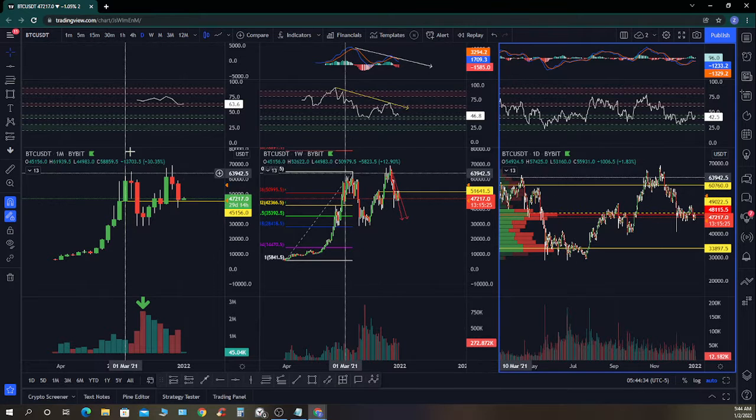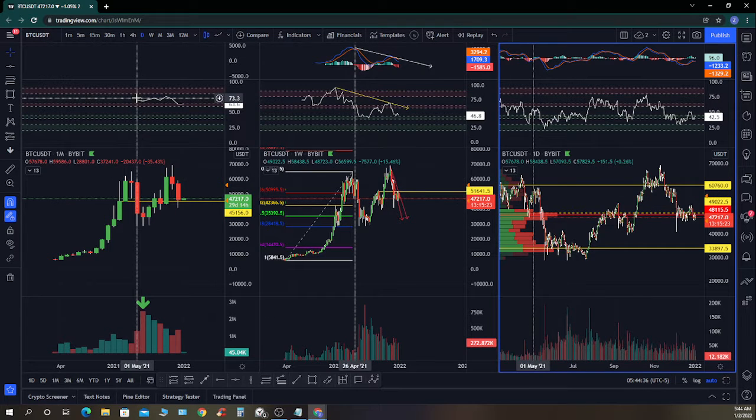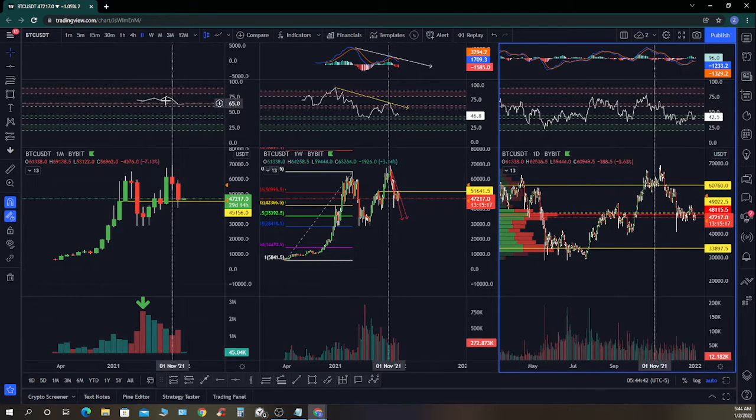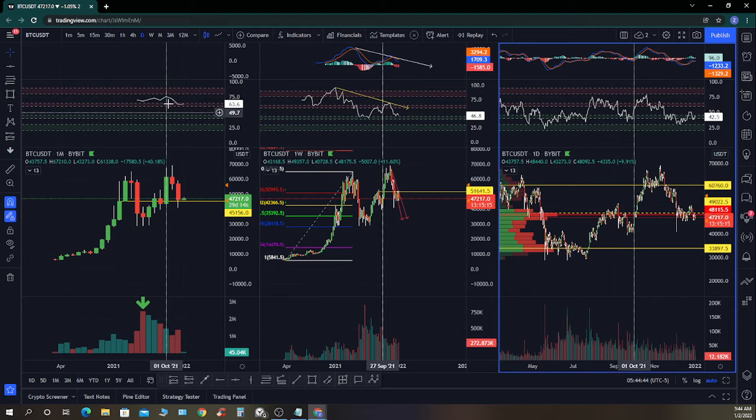I am going to get into the technical analysis. So let's start off with the monthly chart. We're trading on Bybit here, and we can see that we're in this kind of no trade zone on the RSI.